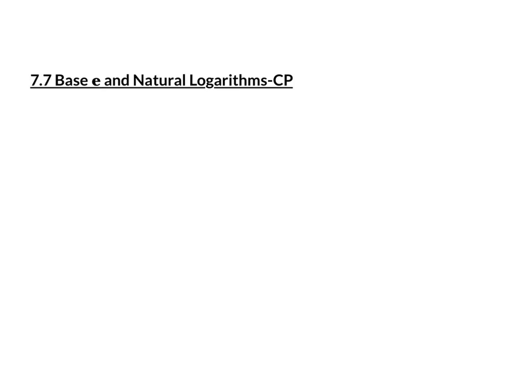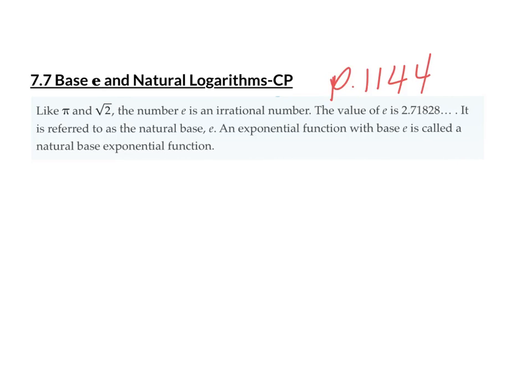The last section in chapter 7 that we're going to cover is 7.7, and this has to do with base e and natural logarithms. I'm going to show you on your calculator where those things are, but first we need to talk about what it means. And this is on page 1144 in your book.